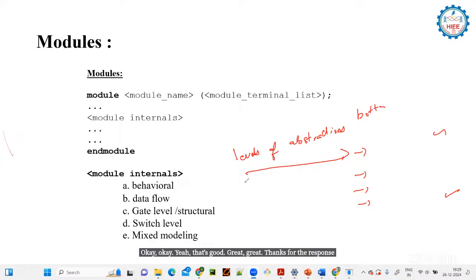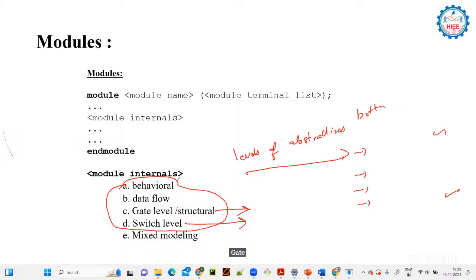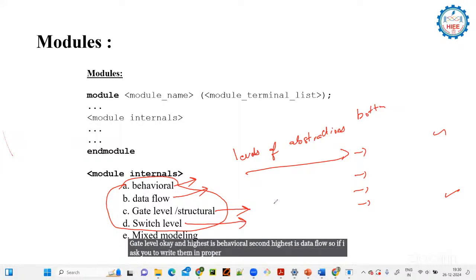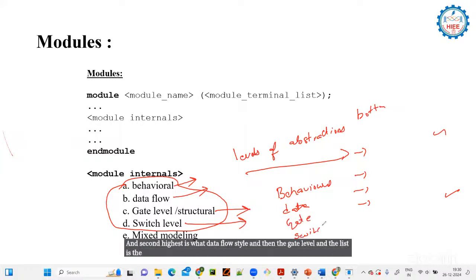So see here. Among all these modeling styles, which one is the lowest level of abstraction? We have seen switch level. Switch level is the lowest level of abstraction, and second lowest is gate level. Highest is behavioral, and second highest is data flow. So if I ask you to write them in levels of abstraction from top to bottom, then the highest level of abstraction is what? Behavioral modeling style. Second highest is data flow style, then the gate level, and the least is the switch level modeling style.